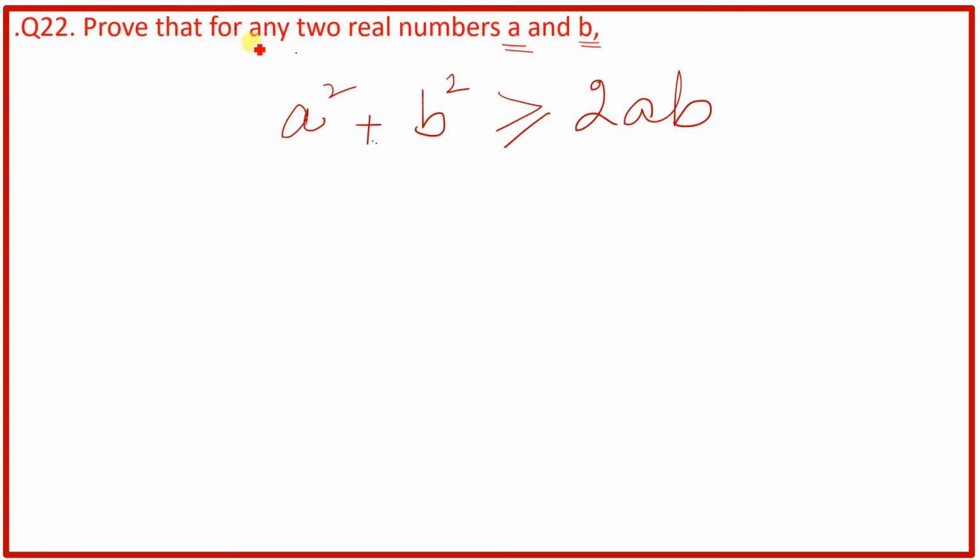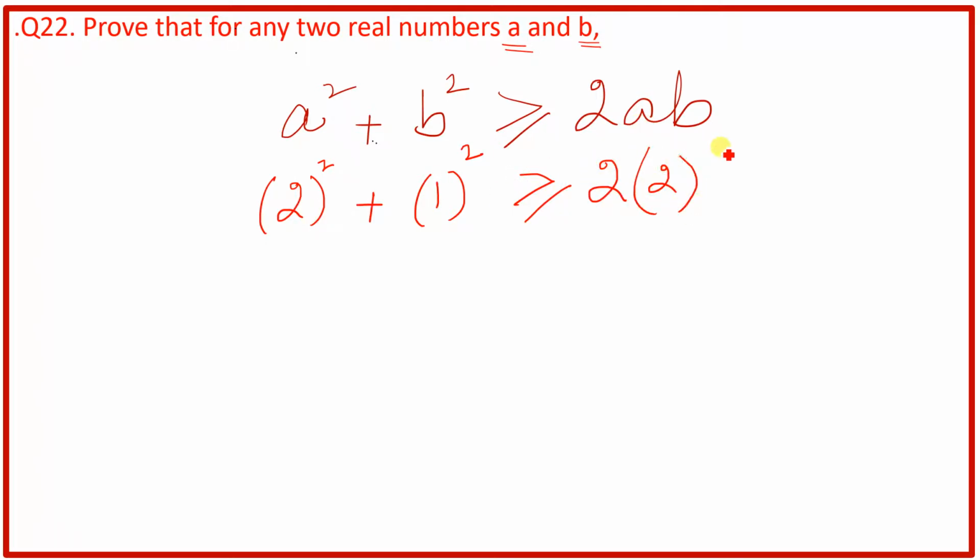So here they have mentioned for any two real numbers. So suppose instead of a we say it is 2, make the square of 2. For b we say okay this is 1, so make the square of 1. Make it very simple, and then greater than or equal to 2, a is 2 and b is 1.